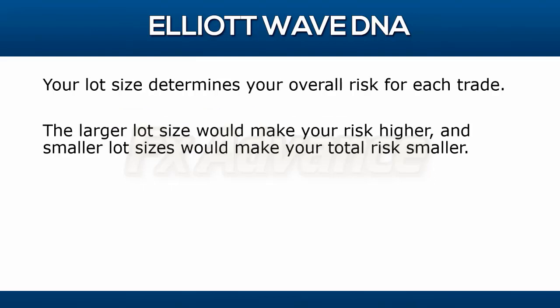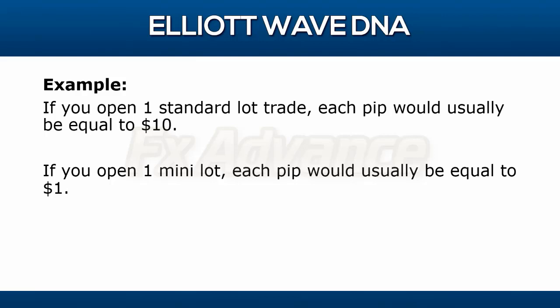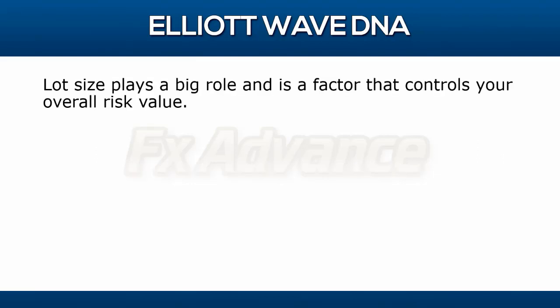Your lot size determines your overall risk for each trade. The larger lot size would make your risk higher, and the smaller lot size would make your total risk smaller. For example, if you open one standard lot trade, each pip would usually be equal to $10. If you open one mini lot, each pip would usually be equal to $1. Lot size plays a big role and is a factor that controls your overall risk value.